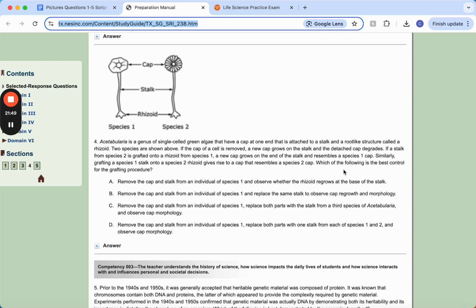So B is going to be correct because we're putting the same species back onto it. So we're still grafting, which is the point of the experiment, but we're not adding a new variable or a new species here. We're keeping it the same, we're controlling it.